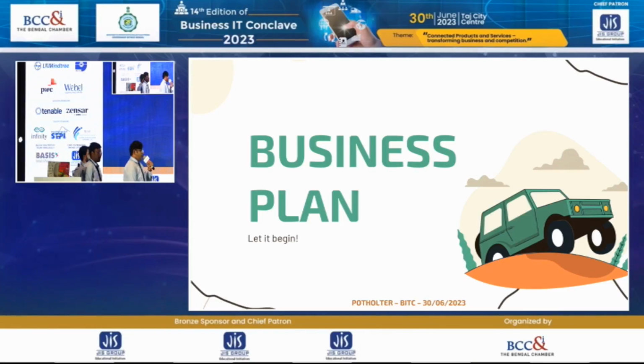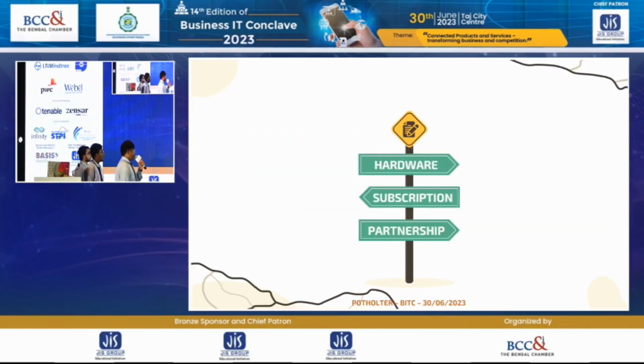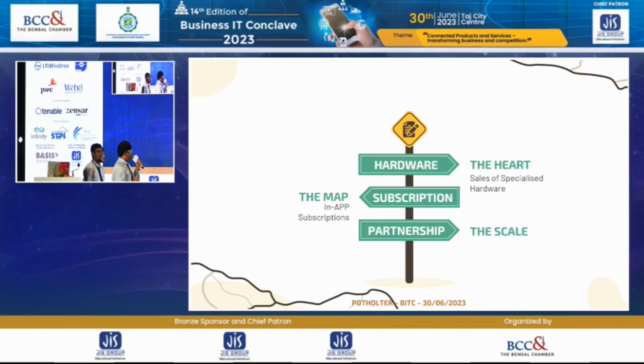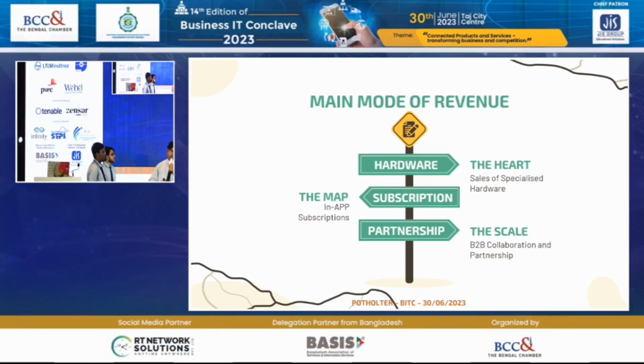Okay, so I know the majority of you are from a business background, so let me come to the business side of our project. So we have three main modes of revenue generation. The first is from sales of our hardware. We are designing a hardware. We have already developed the first stage of our hardware, and we are constantly trying to make it better.